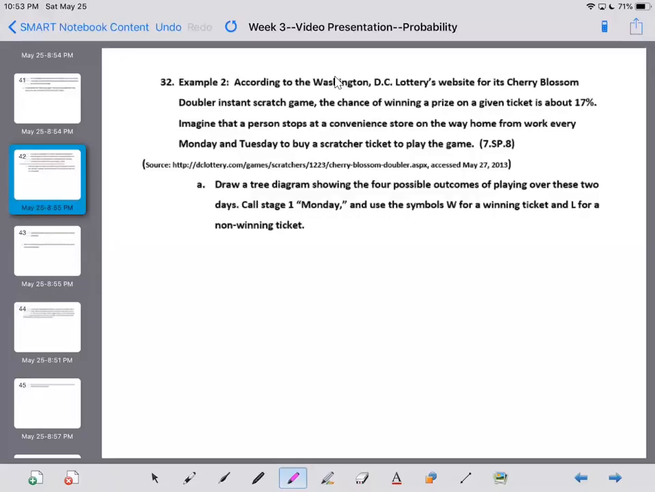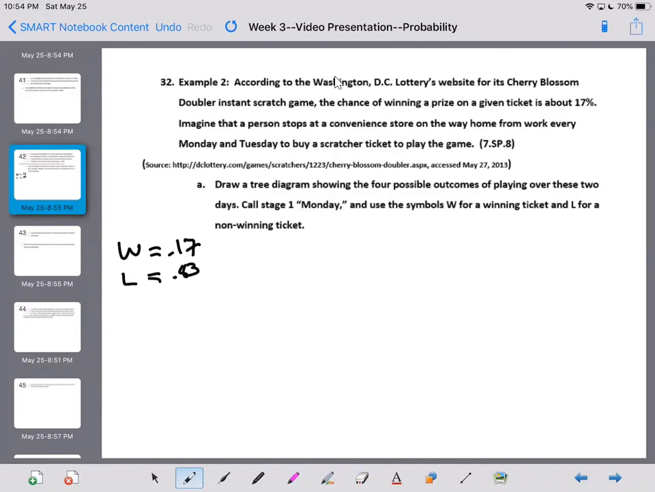And here's one more example with compound probability. And here's with using tree diagrams. And so here we've got a Washington, D.C. lottery website, cherry blossom doubler instant scratch game. So the chance of winning a prize on a given ticket is about 17%. So to win is a 17% chance. To lose is an 83% chance.